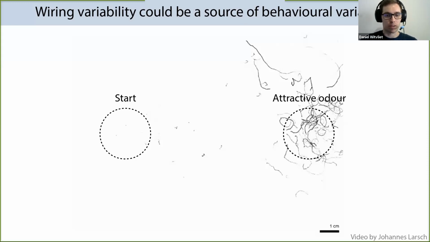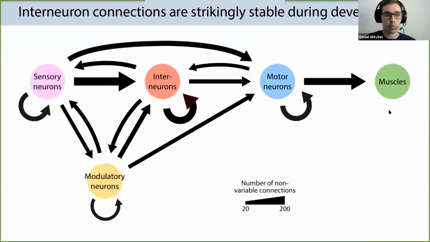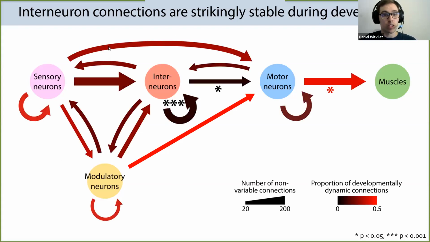Similar to how we examined the variable connections, we asked if developmentally dynamic connections, which are the ones that change across maturation, are evenly distributed throughout the connectome. So again, we group cells by their type, this time shown a little bit differently as a network graph, where each arrow indicates all the non-variable connections going from the cells of one type to another. And we found that developmentally dynamic connections are distributed throughout all layers of the network, but most changes are seen at the periphery between sensor neurons, modulatory neurons, and motor neurons.